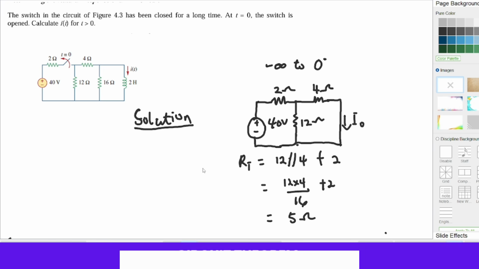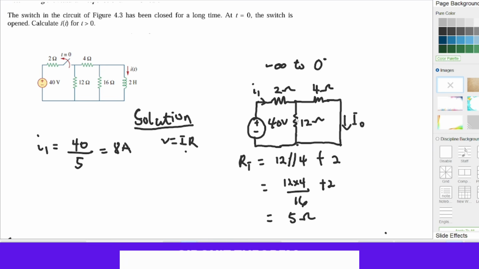So if I want to find the total current entering here, let's represent this by I1. My I1 is equal to what? First of all, V is equal to IR. So I1 is equal to my V, that is 40, over my RT, that is 5. Hence I get 8 amps. So it is 8 amps entering this junction.